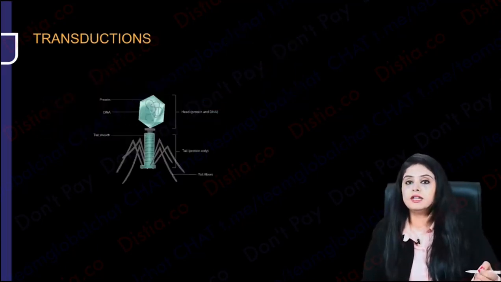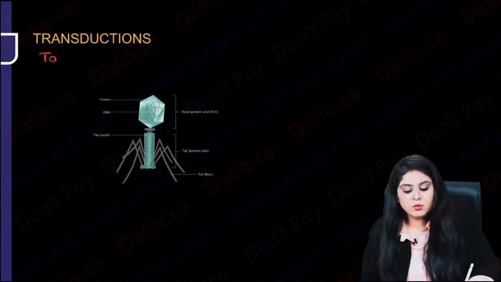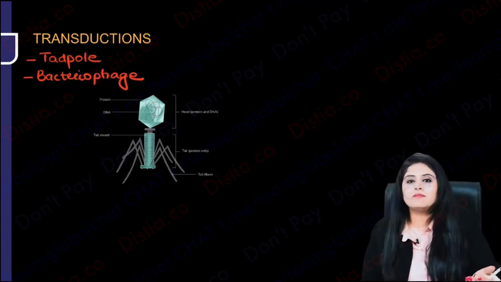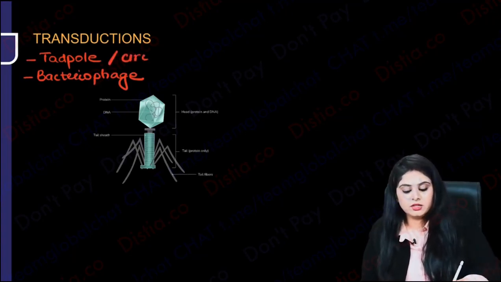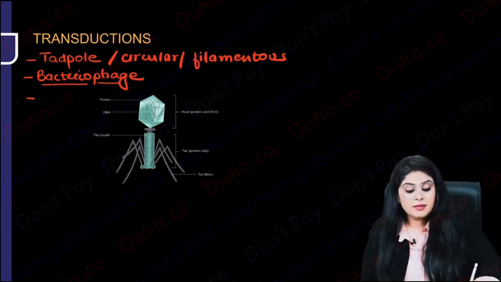This is done. Let's move on to the next one. Transduction. What do I need for transduction? What is this tadpole shape thing that we have over here? So this tadpole shape is referred to as a bacteriophage. Not only tadpole, it can have many shapes. It can also be circular. It can also be filamentous. But what we most commonly study is going to be the tadpole shape. But what is it? I'm calling it a bacteriophage. Is it a bacteria? No. Bacteriophage is a DNA virus.